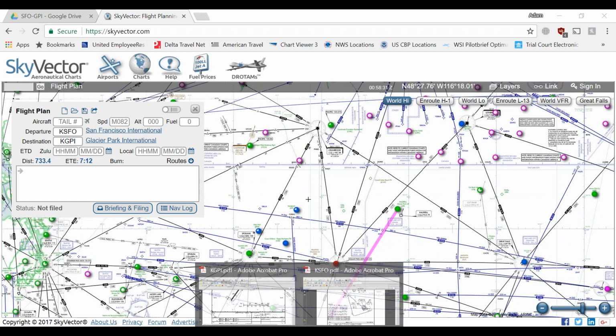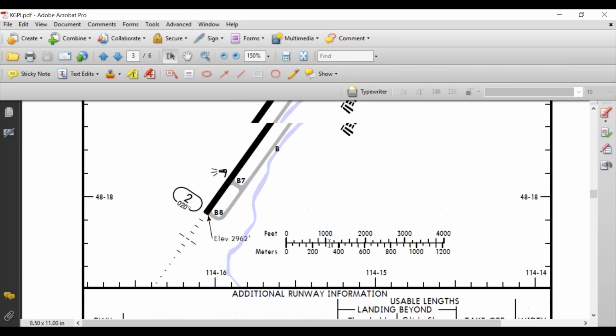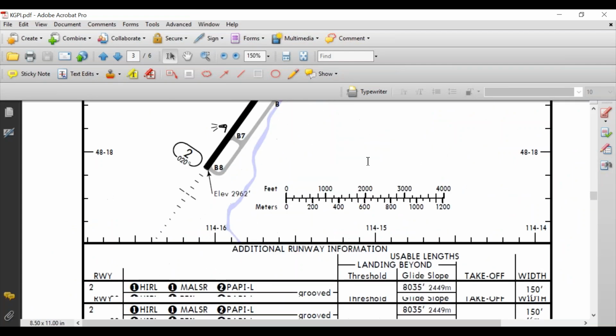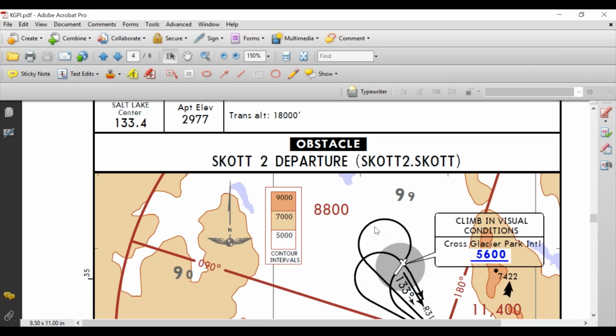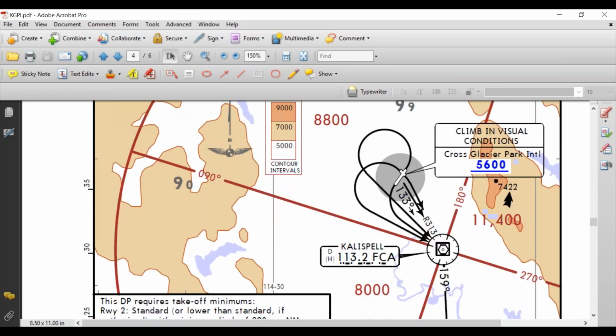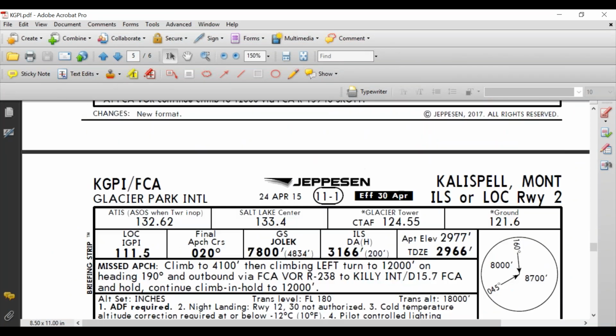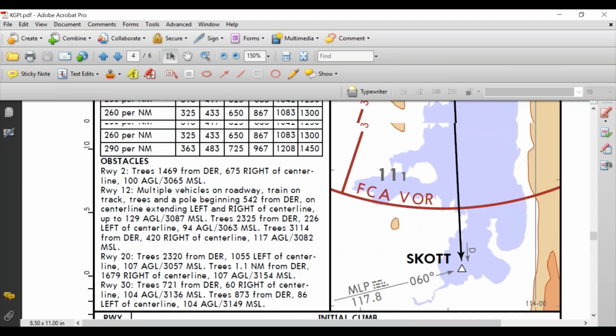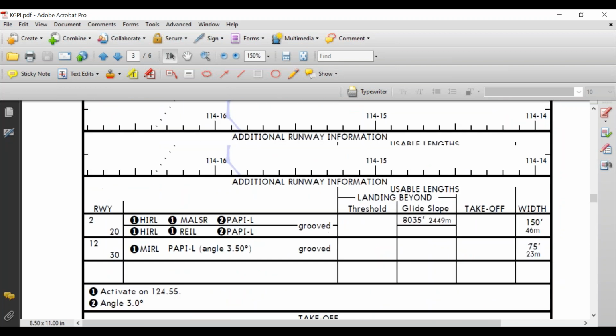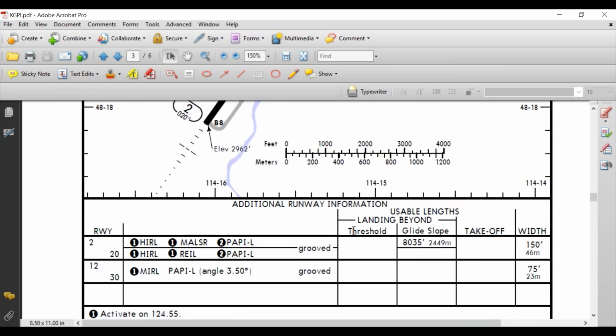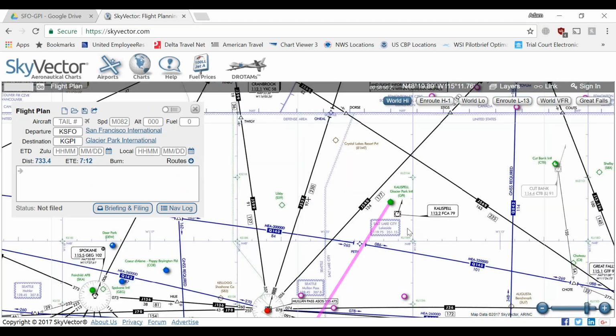So let's go back and take a peek at Kalispell again and look at the STARs, if there are any. So that's a departure procedure and an ILS. So there are no STARs into Kalispell. So we're going to end up going straight to the nearest VOR for Kalispell. So let's take a look.